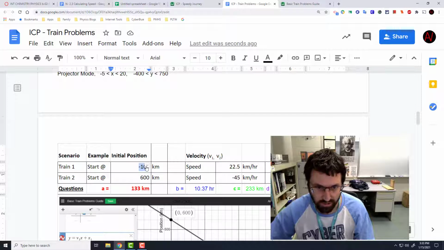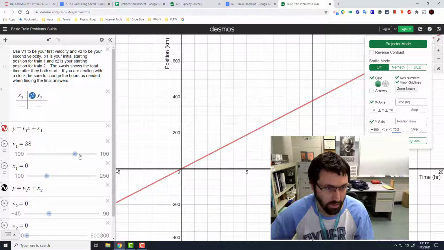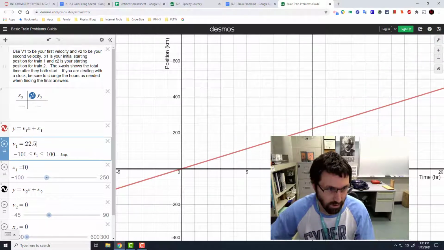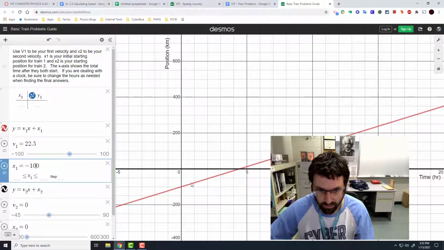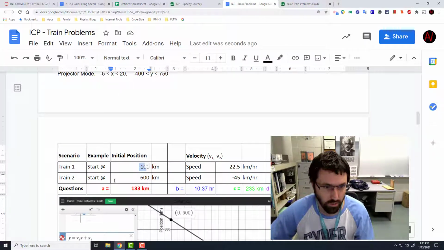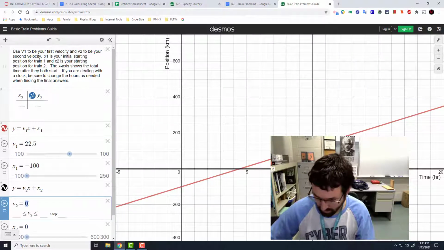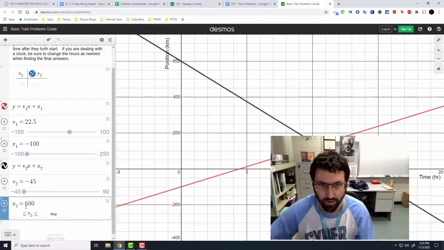For the first set, I'm going to have train 1 start at -100. That's my initial starting position. And the speed is 22.5 kilometers per hour. So I need to plug in the speed to be 22.5, and it starts at -100. This would be the map, or the route, of train 1. Train 2 starts at 600 kilometers, but it's going at -45 because it's going in reverse. So -45, and it starts at a position of 600.